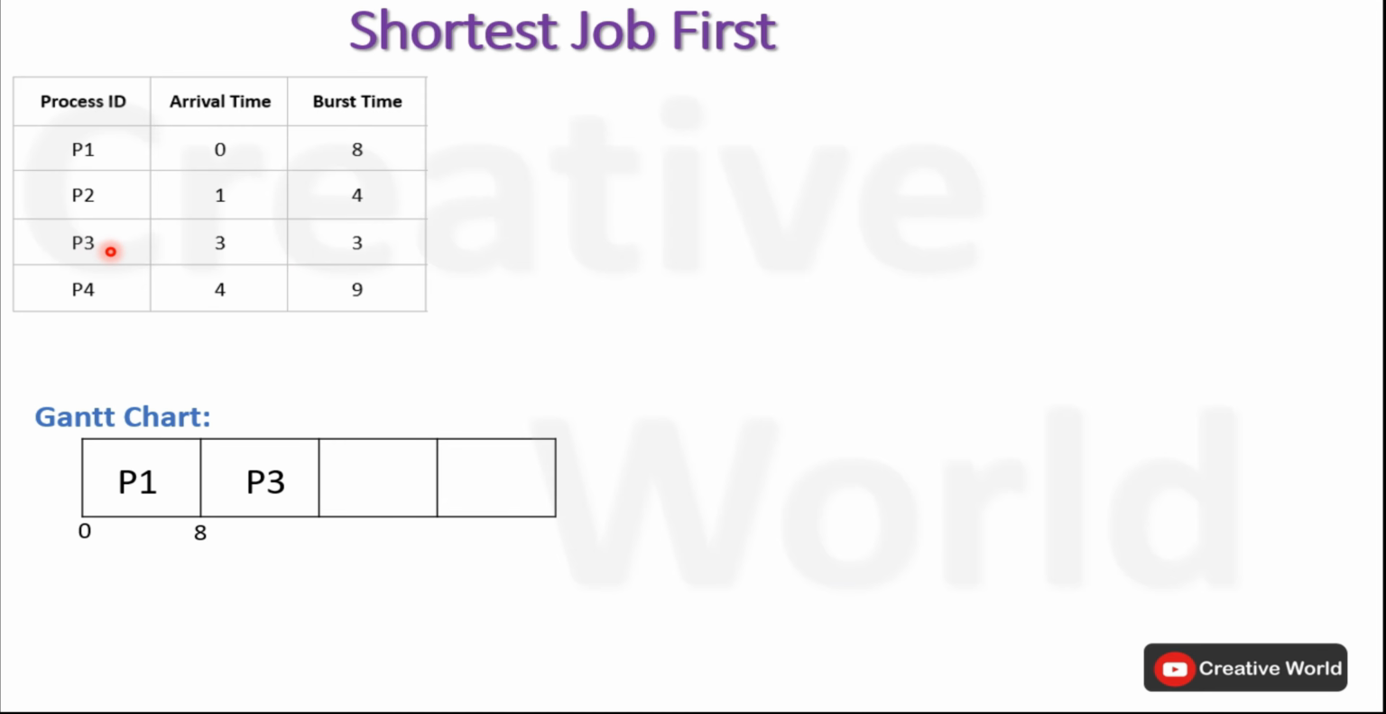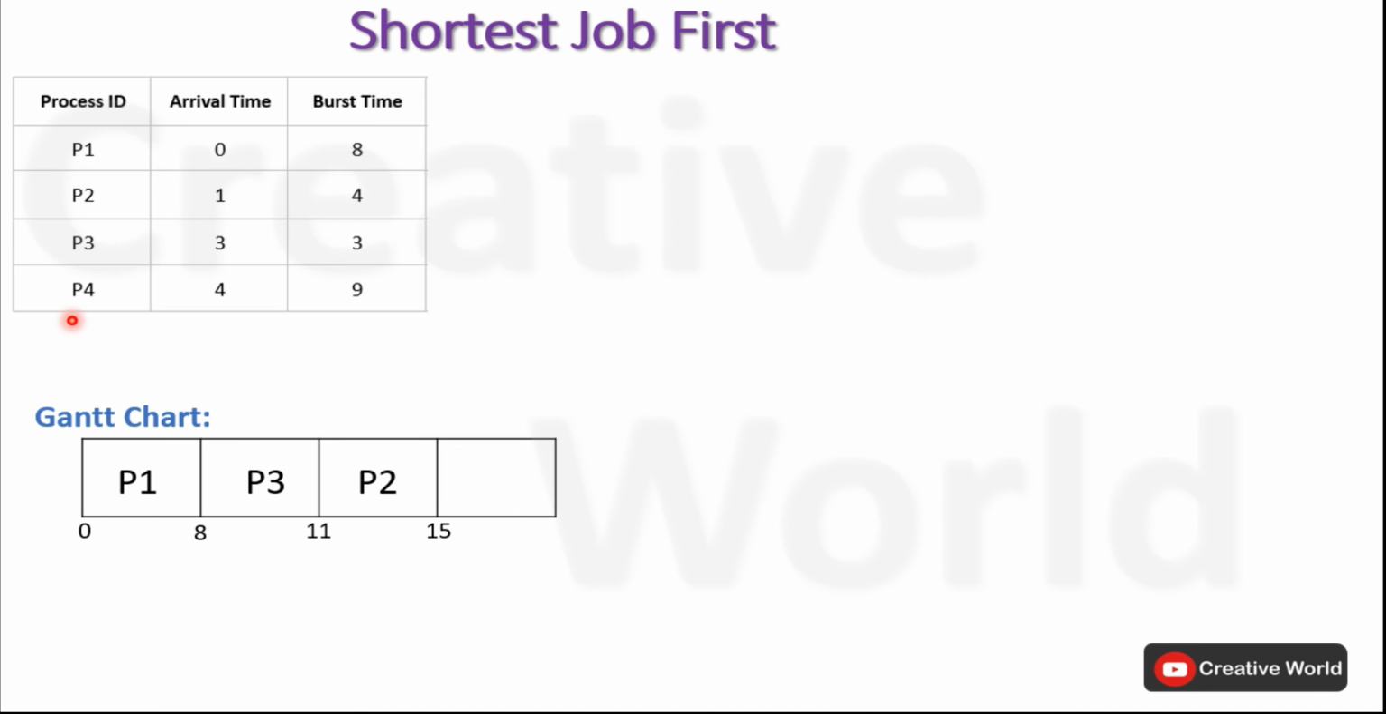So process P3 will be executed and it will execute up to 11 because the current time of CPU was 8 and the burst time of this process is 3. So process P3 will complete at time 11. Now out of these two remaining processes, the shortest process is P2. So P2 will be selected for execution and it will execute up to time 15 because the burst time of this process P2 is 4.